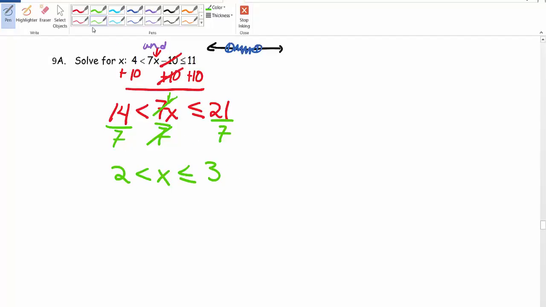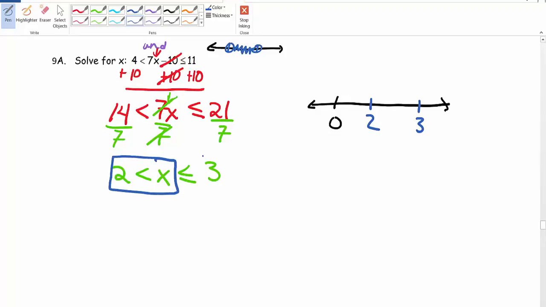Now let's go ahead and graph this thing. Well, when we graph it, here is roughly our number line. We have 0 over here, and we notice that 2 is to the right of it, and 3 is also to the right of it. Now around 2, x has to be larger than 2. So right here, we see that we have an open circle around 2.